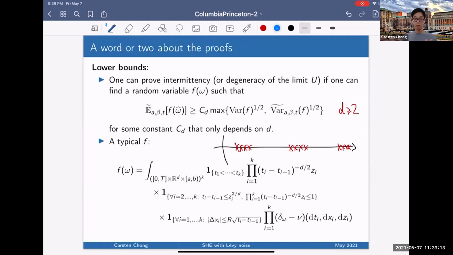If you're in dimension 1, or if you have stable tails, so really big jumps, it suffices to just take one point here, one point here, one point here, and you will have large enough points that will give you intermittency. But if you have light-tailed noise and you're in higher dimensions, you need a bunch of points to give you one peak. That's the idea behind the proof.